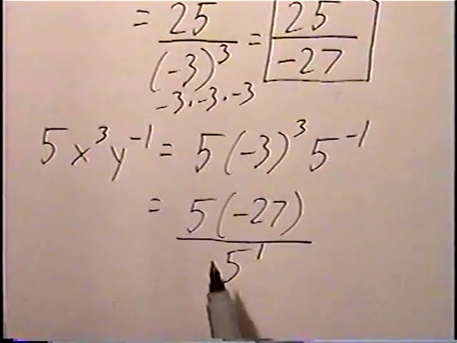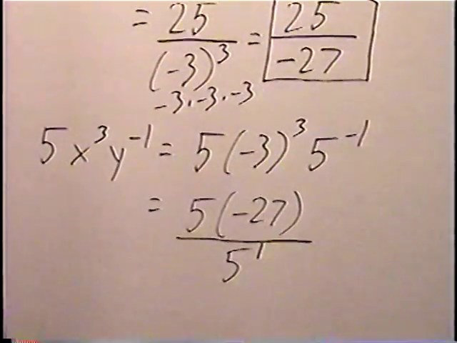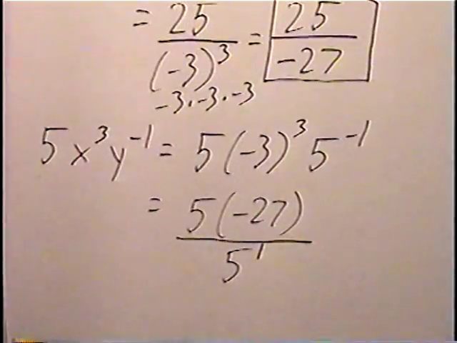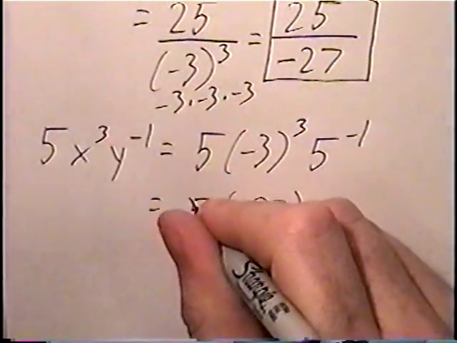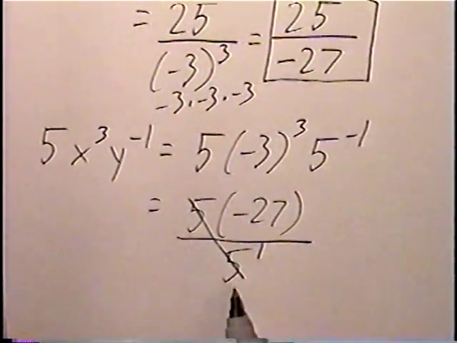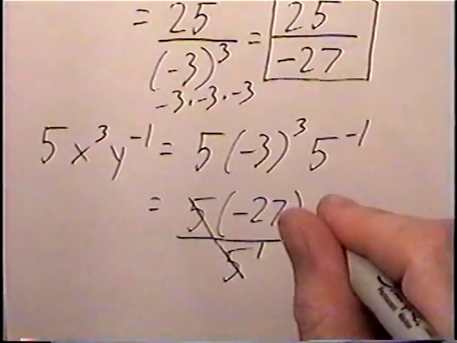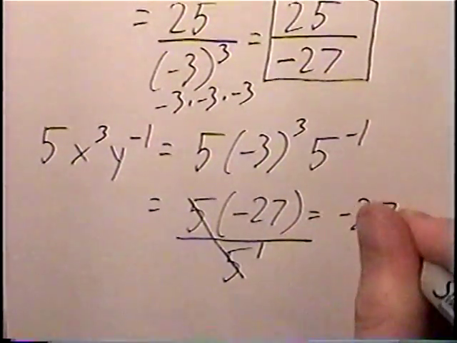Solving from here, if you want to, you could multiply 5 times negative 27 and then divide by 5. Or if we want to, we can divide first or cancel the 5s. 5 divided by 5, and we're left with our answer, which is negative 27.